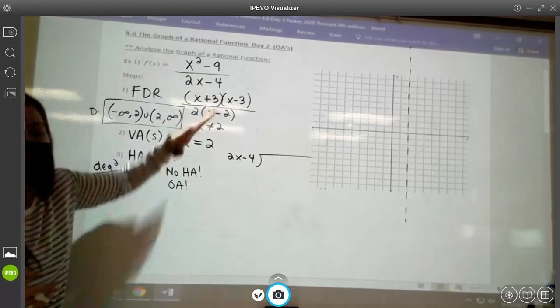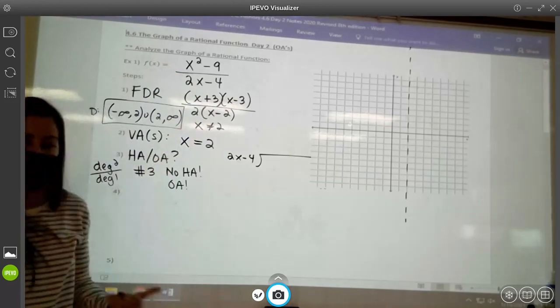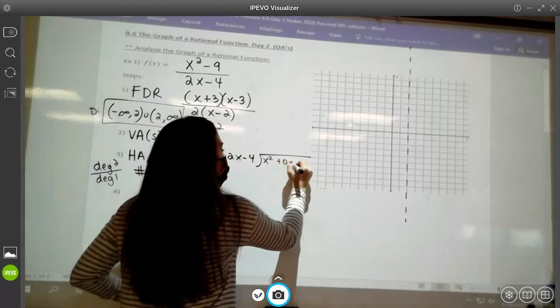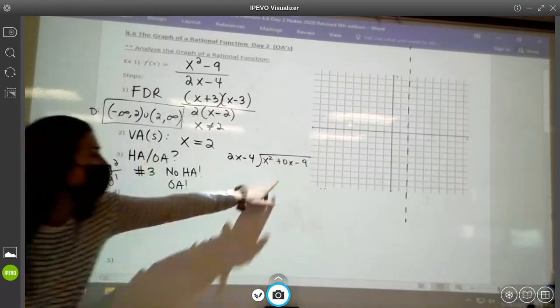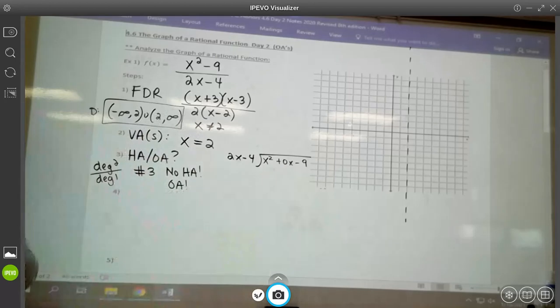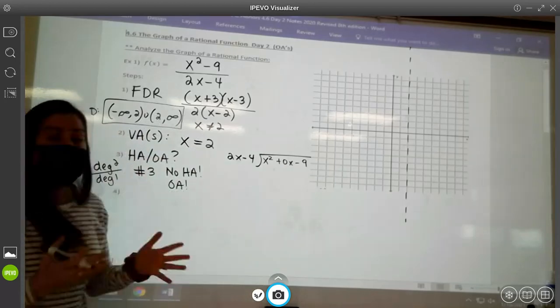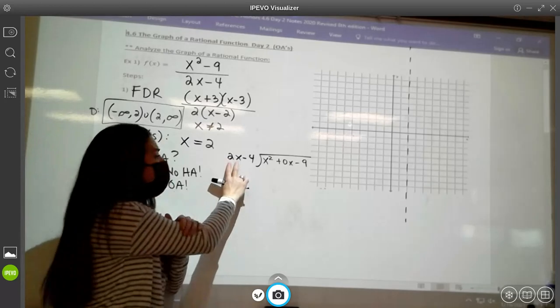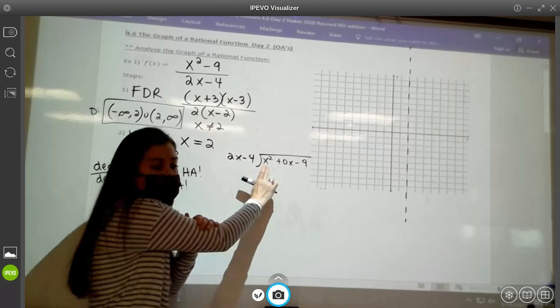But guys, you have to placeholder. It's just like synthetic. If you're missing a term, you have to fill in a 0. So x squared plus 0x's and then minus 9. You are going to need that placeholder right there. Okay. When we long divide polynomials, you're taking the first term in this polynomial and seeing how many times it goes to the first term of this polynomial.